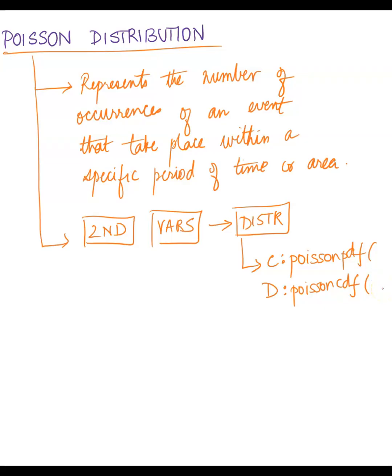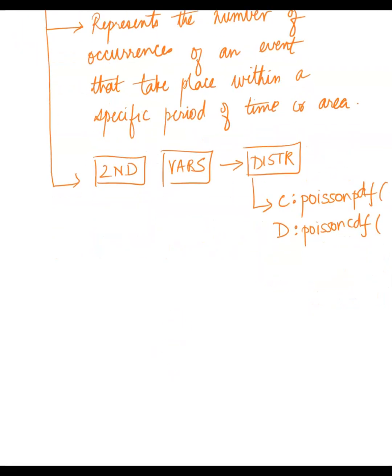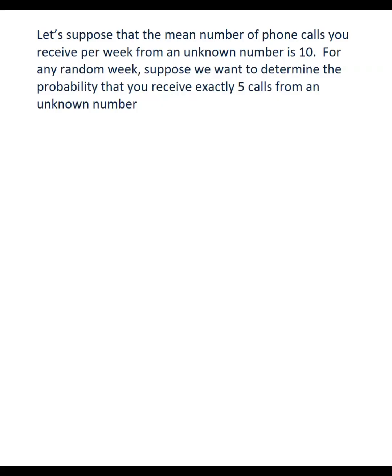All right, so now we're going to look at some problems from binomial and Poisson using our calculator. Let's suppose that the mean number of phone calls you receive per week from an unknown number is 10. For any random week, suppose we want to determine the probability that you receive exactly 5 calls from an unknown number. So if this was our background, then we have to find, for the Poisson distribution, what's the probability that you receive exactly 5 calls out of the 10 you receive on an average.